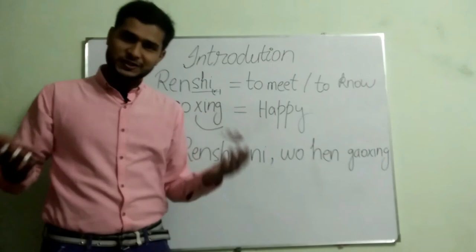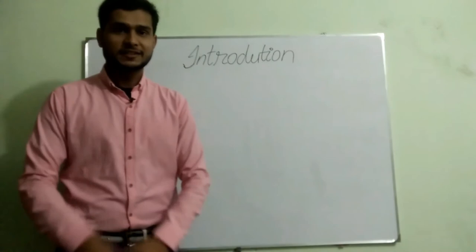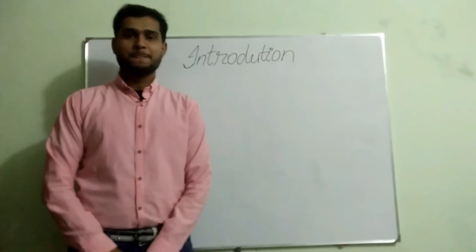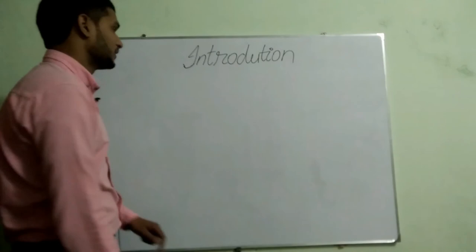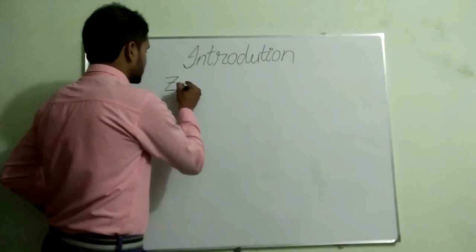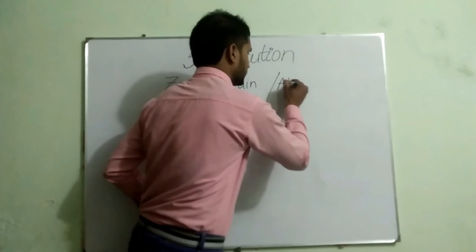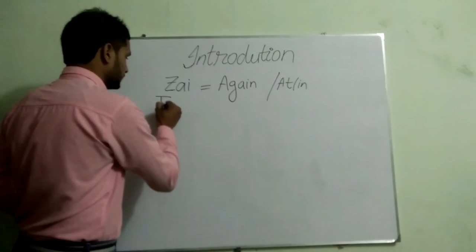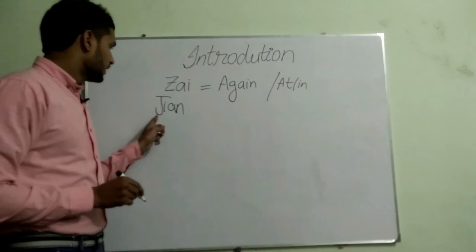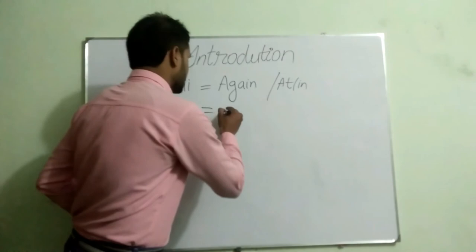And friends, now we will learn the last part of our conversation, of our meeting before going. That is goodbye, Allah Hafiz. So how to say goodbye in Chinese language? We have two words. First one is zai. Its meaning is again, and also its meaning is add in. Second one is jian. J is pronounced in Chinese as ch. How to say jian? Jian. Its meaning is to meet.